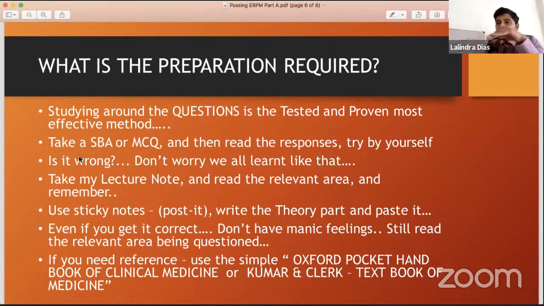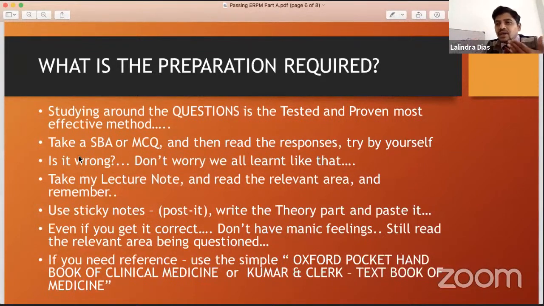So read around the question. You take a single best answer question or MCQ, then read the responses and try by yourself. Can I answer this question? Get it wrong, fine. You are not sitting for the exam immediately. I mean, get the question wrong, that's fine. No one is going to penalize you.